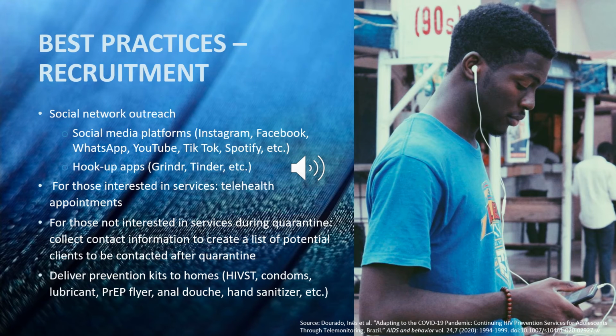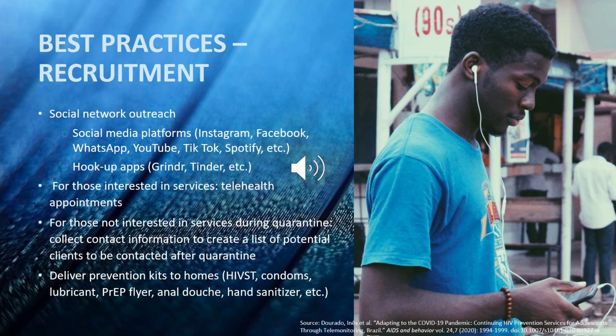Digital recruitment of people living with HIV and clients prioritized for PrEP is best accomplished through social network outreach using social media platforms such as Instagram, Facebook, WhatsApp, YouTube, TikTok, Spotify, and others, and hookup apps such as Grindr and Tinder. These interactions aim to identify people searching for socialization, for sexual encounters, and those engaged in private sex parties.